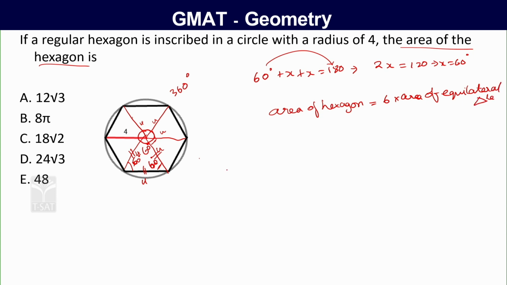An equilateral triangle has a side of 4. We know that the area of an equilateral triangle is given by root 3 by 4 into side square. So, the area of the hexagon will be 6 into root 3 by 4 into side square, that is, each side is of 4 units. So, root 3 by 4 into 4 into 4, therefore 4 gets cancelled, you have 6 4s are 24 root 3. So, this is our answer, which is option D.